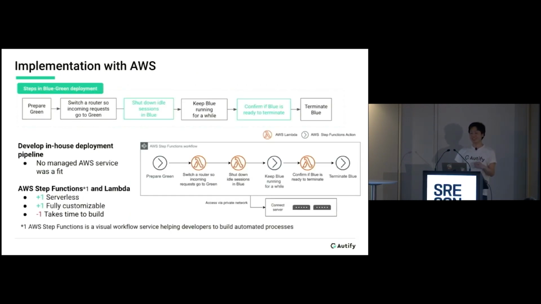In order to implement this idea, we investigated some managed services, but they were not a fit. We use AWS to build our infrastructure. Therefore, we built our in-house deployment pipeline with AWS Step Functions and Lambda. Step Functions allow us to create an automated visual workflow. It is a serverless approach and customizable. Of course, compared with using managed deployment services or tools, it would take time to build.